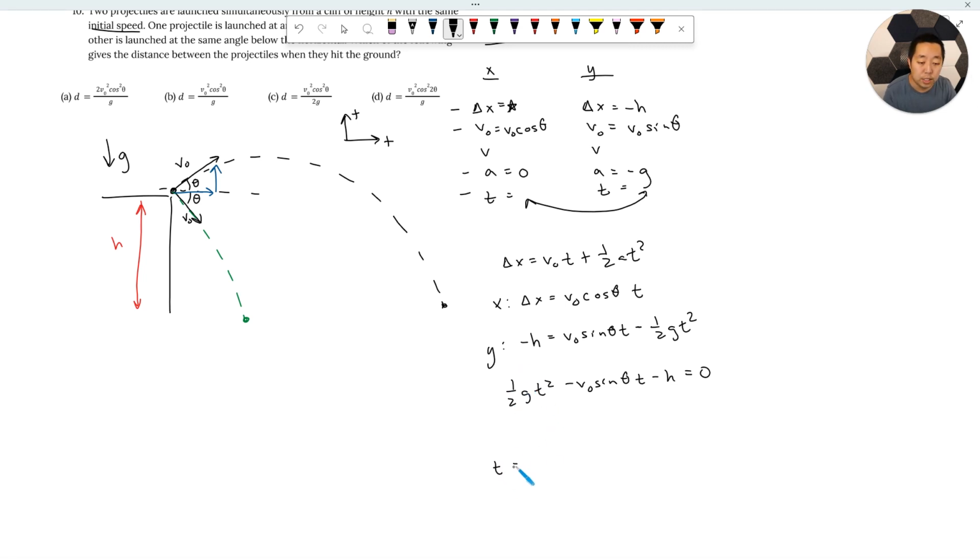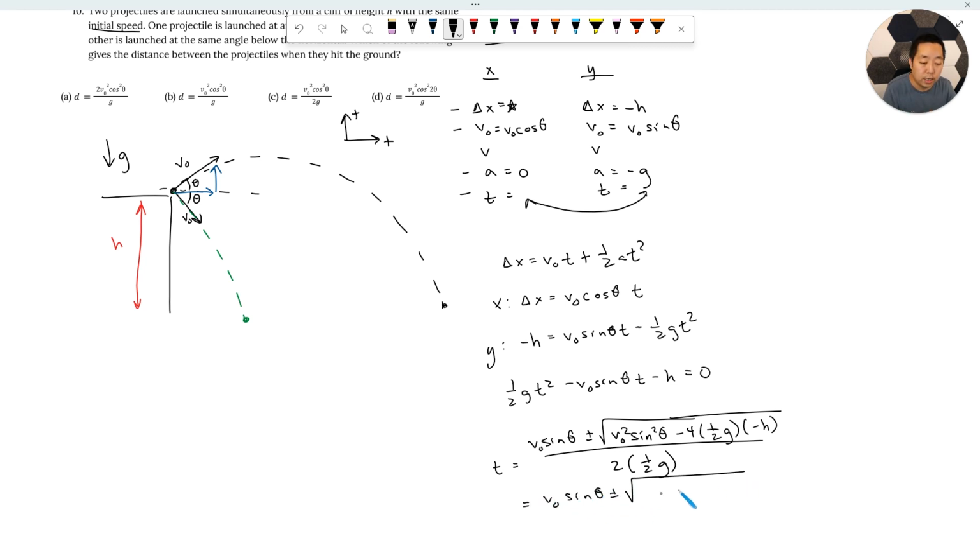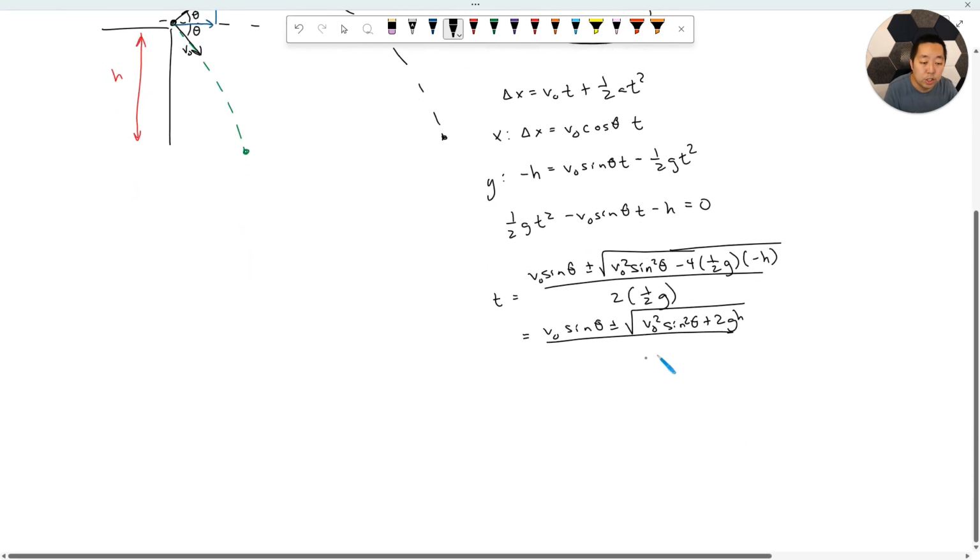So t is going to be negative b. This is my b, so it's going to be positive v0 sine theta, plus or minus the square root of b squared, this quantity squared, which is v0 squared sine squared theta, minus 4 times a times c, that's 1/2 g times negative h, divided by 2 times a, which is 2 times 1/2 times g. Okay, so this is going to be v0 sine theta plus or minus this quantity here, which we'll just leave like that, and then make that plus 2gh, over g.